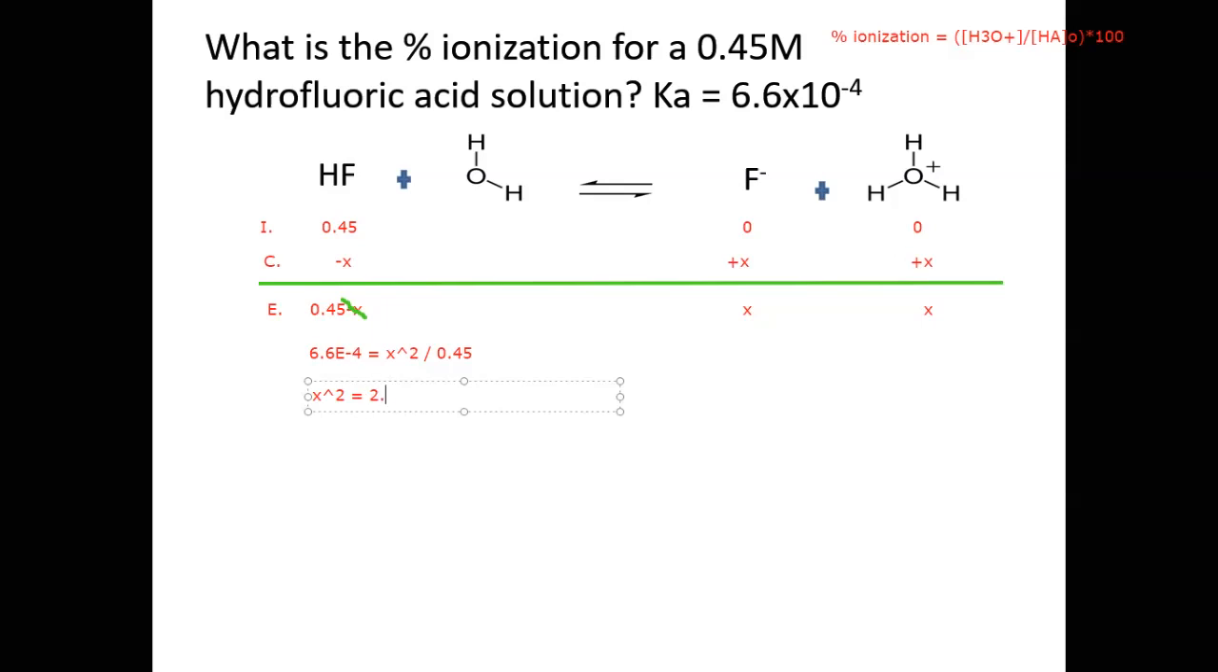We get 2.97 e to the negative 4. And then x equals the square root, second answer, 0.0172. And this also equals the hydronium ion concentration. So now we can calculate the percent ionization.